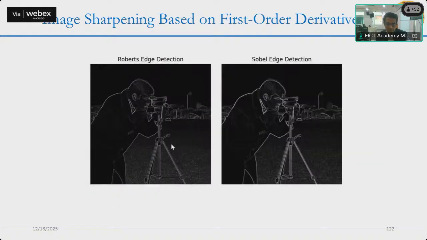So it is basically image sharpening based upon the first order derivatives. It is basically Roberts. Here you can see that it is much better than the Laplacian. It is the same cameraman here, and it is the Sobel edge detection.